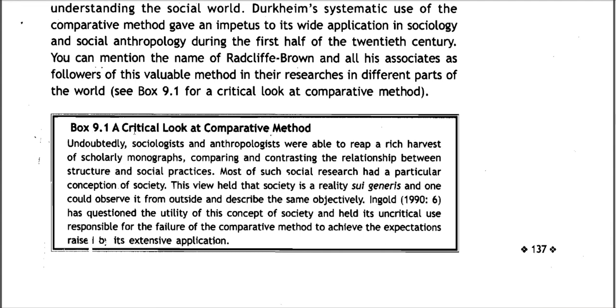Box number 9.5: A critical look at the comparative method. Undoubtedly, sociologists and anthropologists are able to reap a rich harvest of scholarly monographs comparing and contrasting the relationship between structure and social practices. Most of the social research adopts a particular conception of society. They view society as really sui generis, something one could observe from outside and describe with objectivity. Ingold has questioned the utility of this concept of society and held its uncritical use responsible for the failure of the comparative method to achieve the expectations raised by its extensive application.